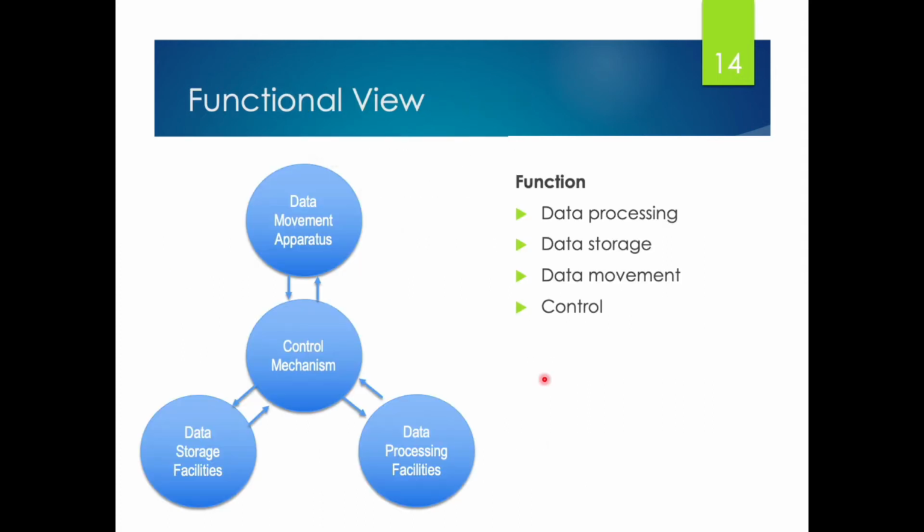In functional views, the instruction set of the CPU is very complicated, and we have hundreds of instructions. But these instructions may be categorized into four main functions. That is the data processing group, the data storage group, the data movement group, and the control instructions. And all these instructions will work together to make the whole computer work.